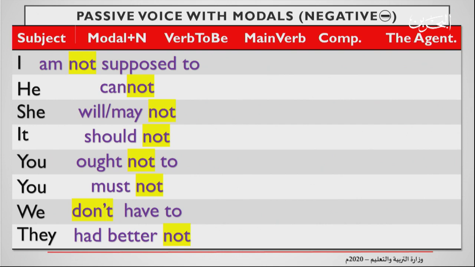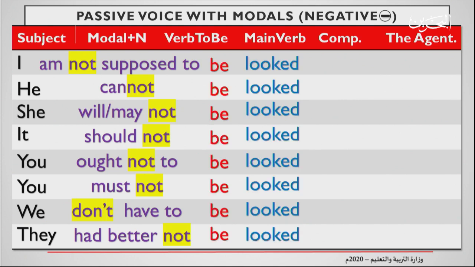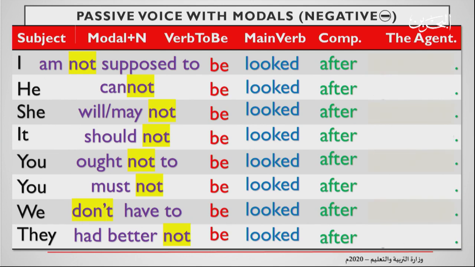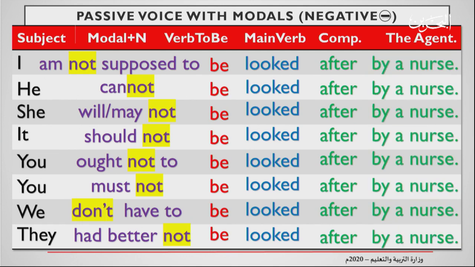Now, I introduce verb to be, which is be. It does not change. And then the same example, looked after, and then by a nurse. As you can remember, by a nurse, the agent is optional. It could be removed.